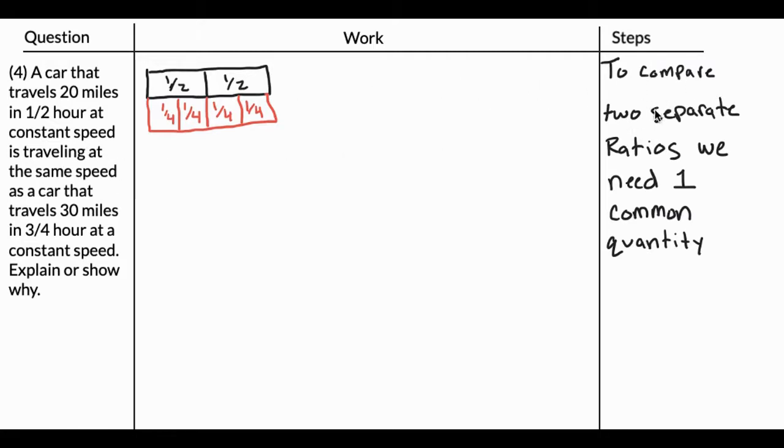that to compare two separate ratios, which we're saying the 20 miles to 1/2 hour and 30 miles to 3/4 of an hour, we need one common quantity. And what I mean by quantity is just one of those numbers in the ratio. So they're both comparing miles and hours. So I'll write out the two ratios so I can talk about what we need to do here.